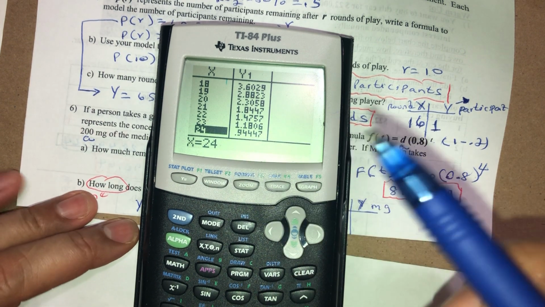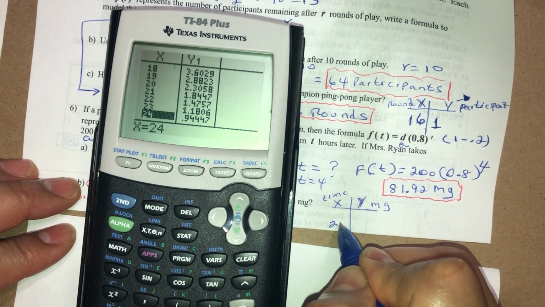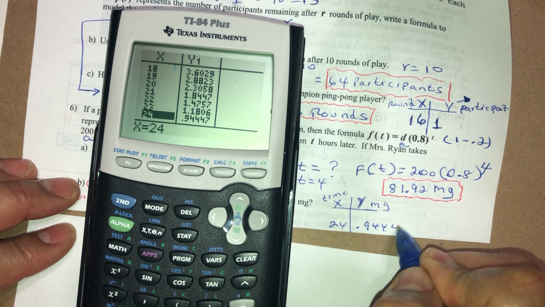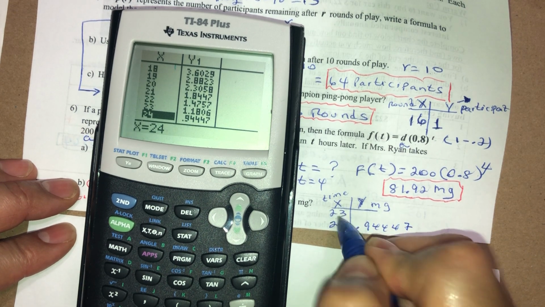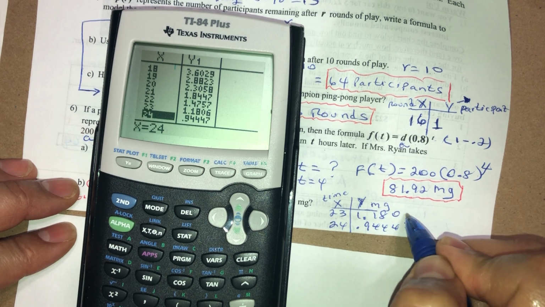So in here, it should be 24, because when you have 24, let me write that here, you got 0.94447, and if you have 23, you have 1.1806.